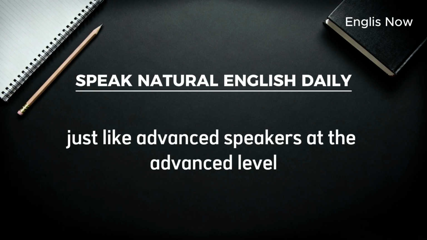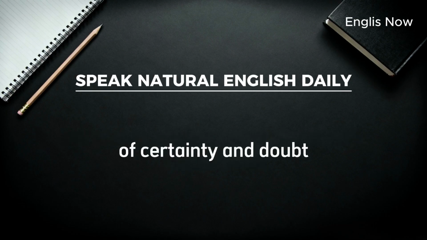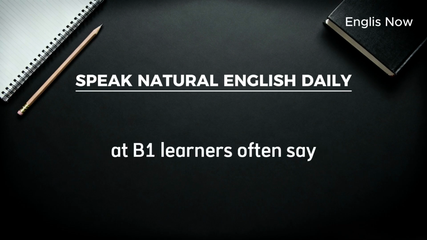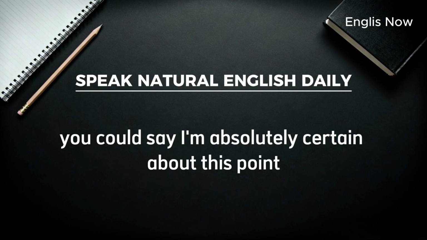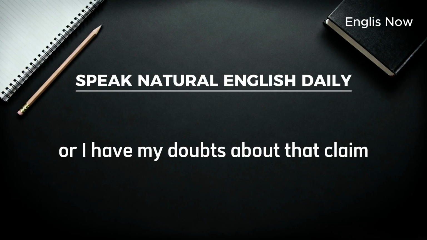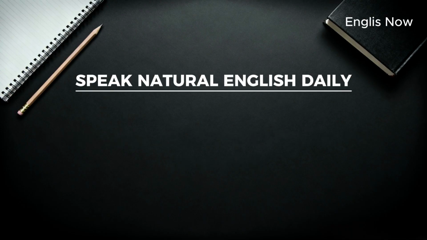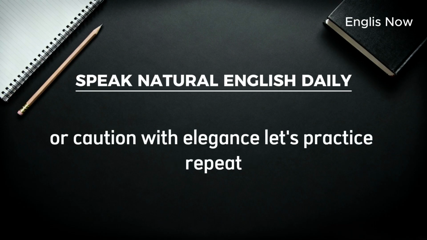At the advanced level, you should also be comfortable with expressions of certainty and doubt in formal and informal contexts. At B1, learners often say, "I know," or "I don't know." At C2, you could say, "I'm absolutely certain about this point," or "I have my doubts about that claim," or "I strongly suspect that practice is the missing key." These phrases allow you to show confidence or caution with elegance.